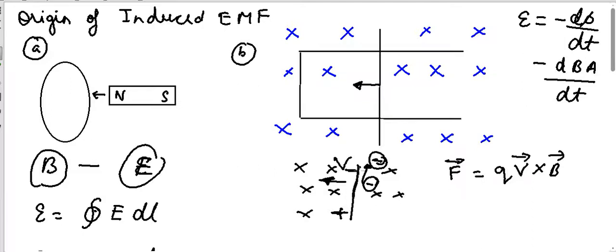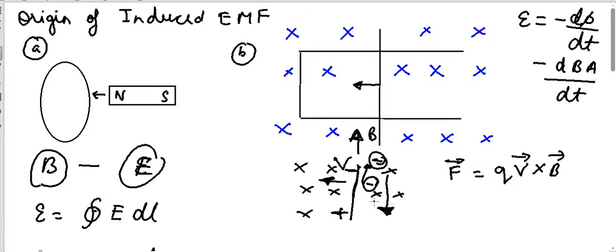As the electrons flow from here to here, an electric field starts to be set up, because there is a positive charge build-up. The electrons experience a magnetic force along this direction, but gradually an electric field is also getting set up. Because of this induced electric field, the electrons will start to experience a force in this direction.